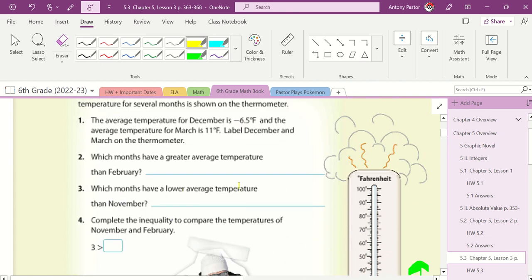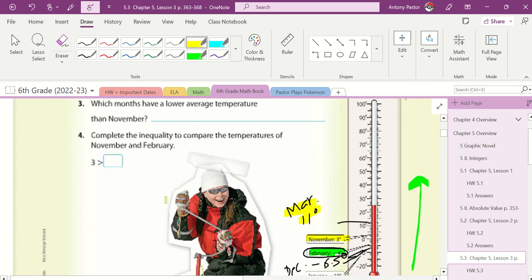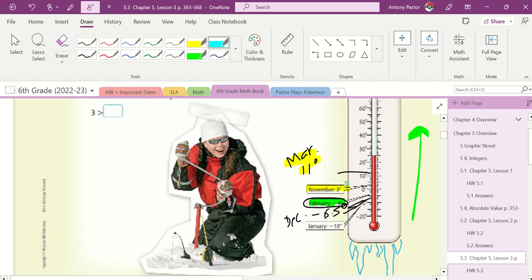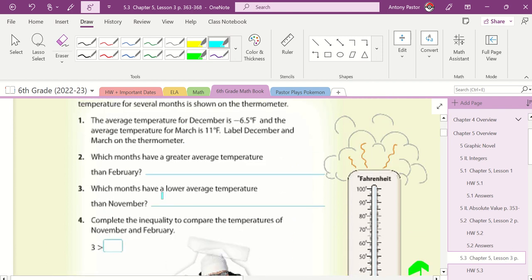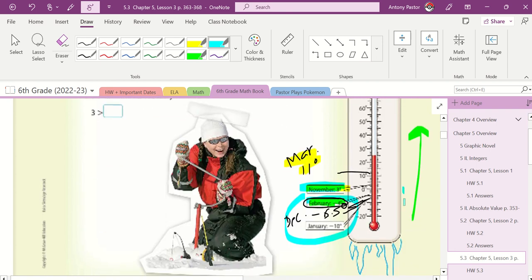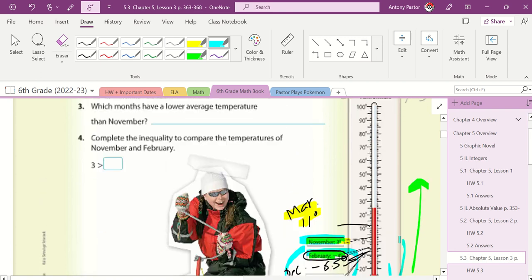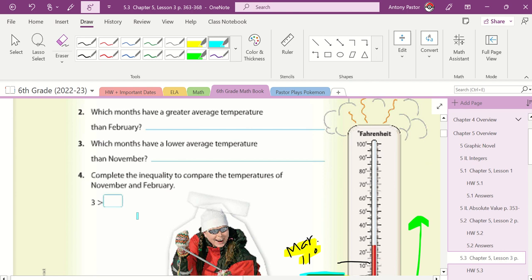Which months have a lower average temperature than November? So we're going to look at November here, and everything lower than November is right here. So February, December, and January each have a lower average temperature than November because it's lower. It's towards the bottom of the number line on a vertical plane.